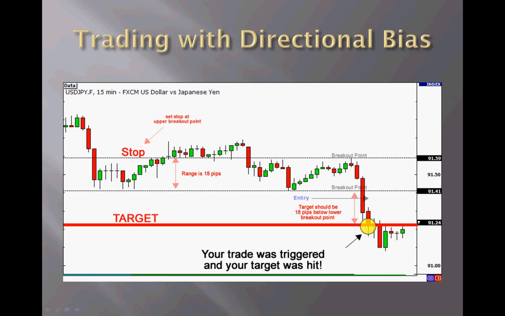Target should be equal to the consolidation range. Later on, you'll see that your target gets hit. You just grab yourself a handful of pips. The key to having a directional bias is that you must truly understand the concepts behind the news report that you want to trade. If you don't understand what effect it could have on particular currencies, then you might get caught up in bad setups.